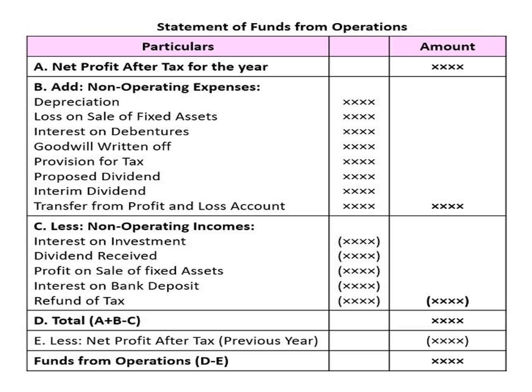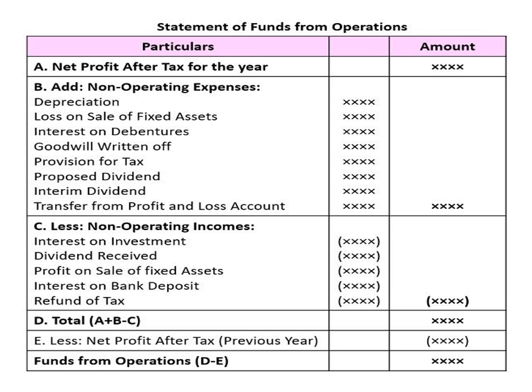The second step is the statement of funds from operation. The net profit after tax for the period we have to enter, take down. To this amount, we have to add non-operating expenses. Non-operating expenses are depreciation, loss on sale of fixed assets, interest on debentures, goodwill written off, provision for tax, proposed dividend, interim dividend, transfer from profit and loss account. So we have to add these to the net profit after tax amount.